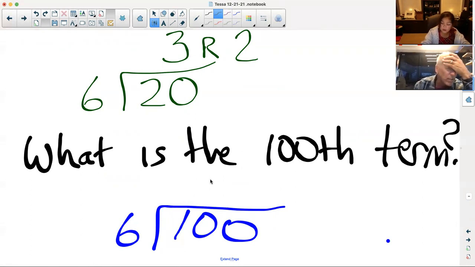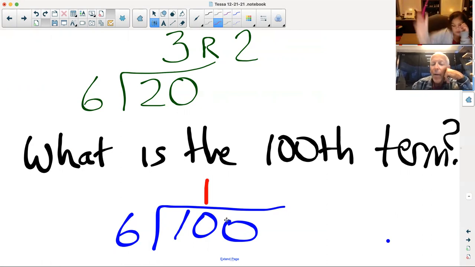Well, what is 6 plus 6? 12. Of course. Is 12 smaller than 10? No. Bigger. So can 6 go into 10 twice? No. So how many times does 6 go into 10? Once. With how many left over?